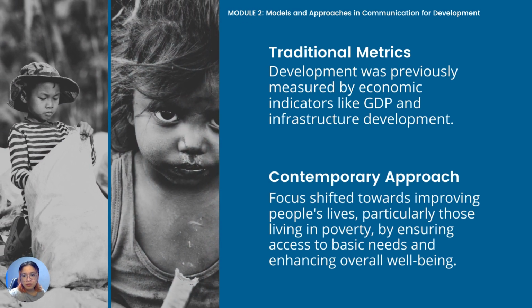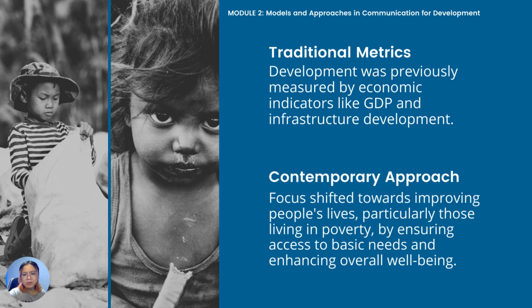Then now let's talk about how the approach of development has evolved over time. In the past, development was mostly measured by economic indicators like, for example, the GDP and the growth of infrastructure. Before, it was all about building roads, bridges, and factories, among many other infrastructures. But as time went on, we started realizing that development should be about more than just numbers. It should be about improving people's lives, especially those who are struggling with poverty. So the focus shifted towards making sure everyone has access to basic needs like food, clean water, education, and healthcare. It's not just about building big things, it's about making life better for everyone. That's what we mean by the contemporary metrics here, measuring development by how much it improves people's well being.